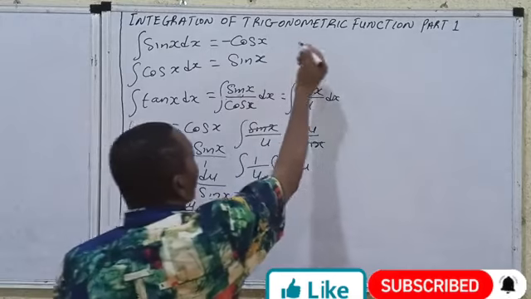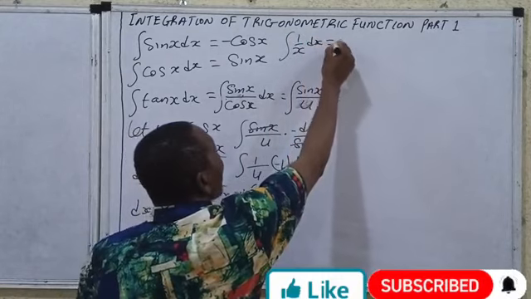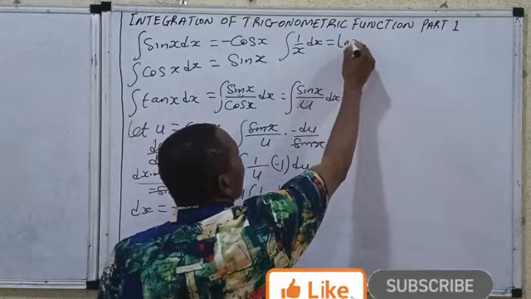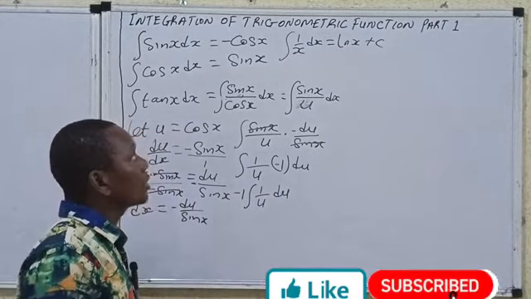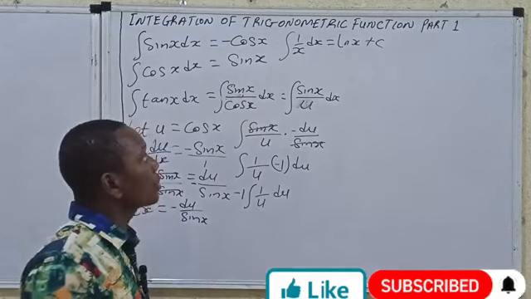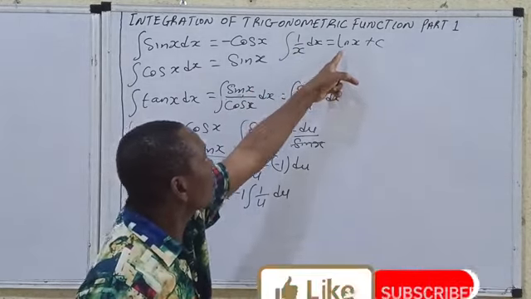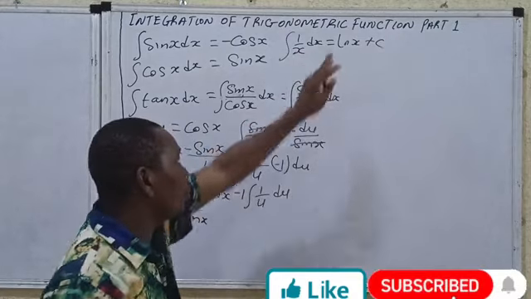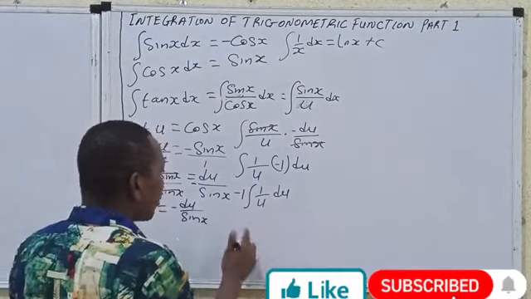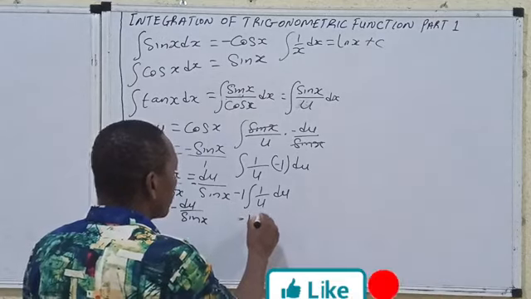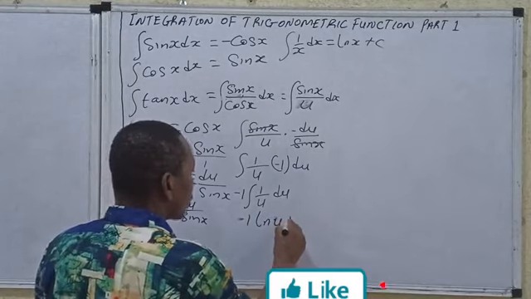Now, remember, if you are asked to integrate, for example, 1 all over x dx, your answer is simple: ln x plus C. I'll teach you that when I'm talking about integration of logarithmic functions. So just note this. If I integrate this now, I will have negative 1 times ln u plus C.